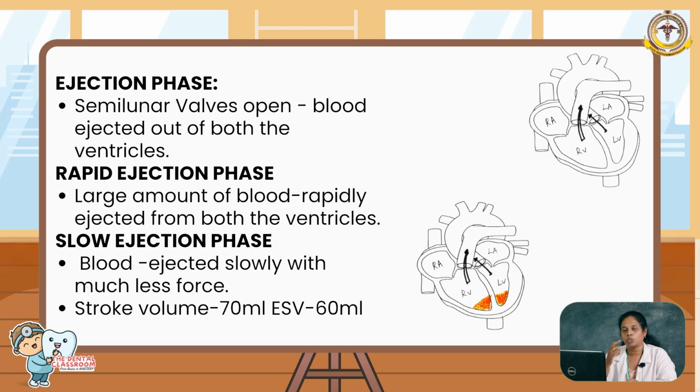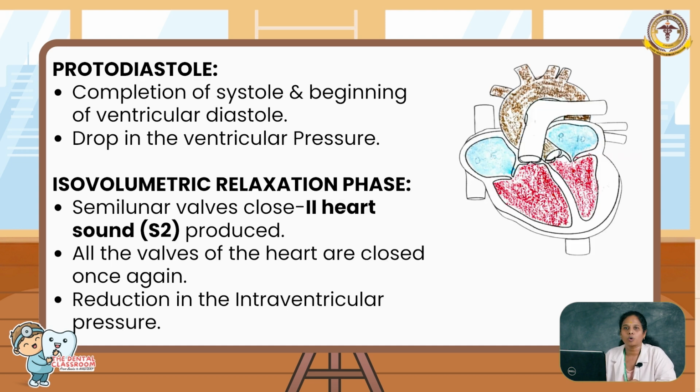With this, the ventricle has completed the systole, that is, the contraction of the ventricle is over. Now the ventricle will try to relax. The completion of contraction of the ventricle and entering into the relaxation of the ventricle, we call the phase protodiastole. So protodiastole means completion of systole and beginning of ventricular diastole. In this phase, you can notice there will be a drop in the ventricular pressure. So it will enter into the next phase, known as the isovolumetric relaxation phase.